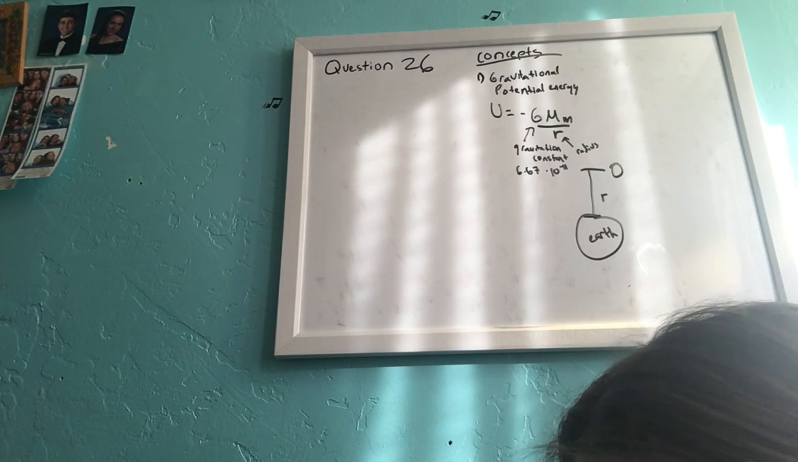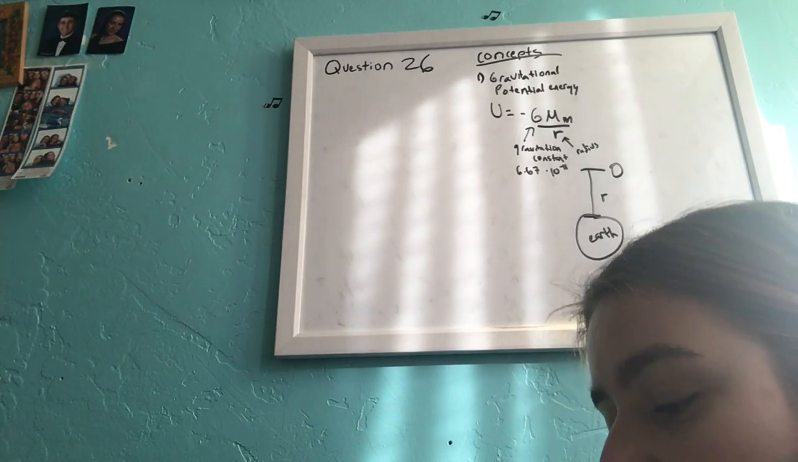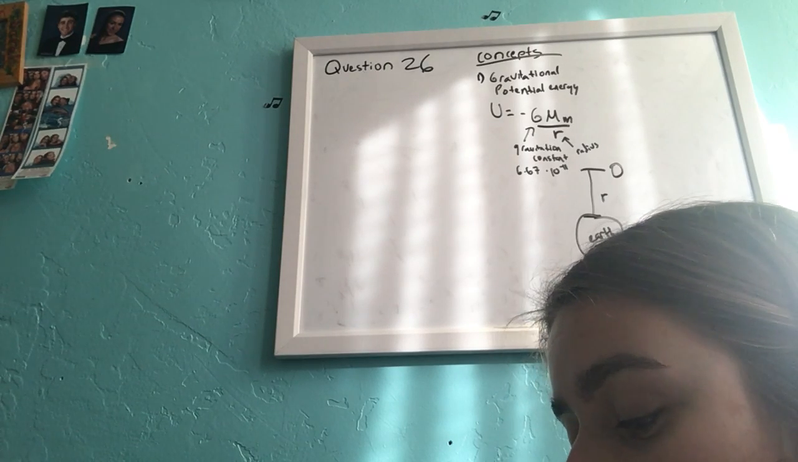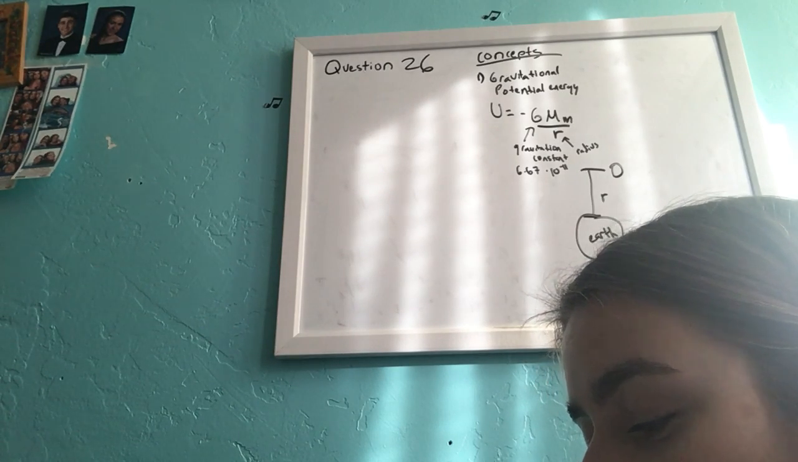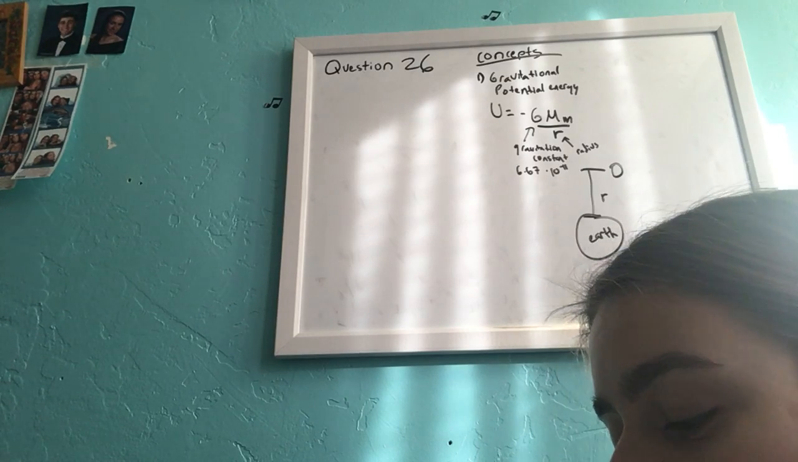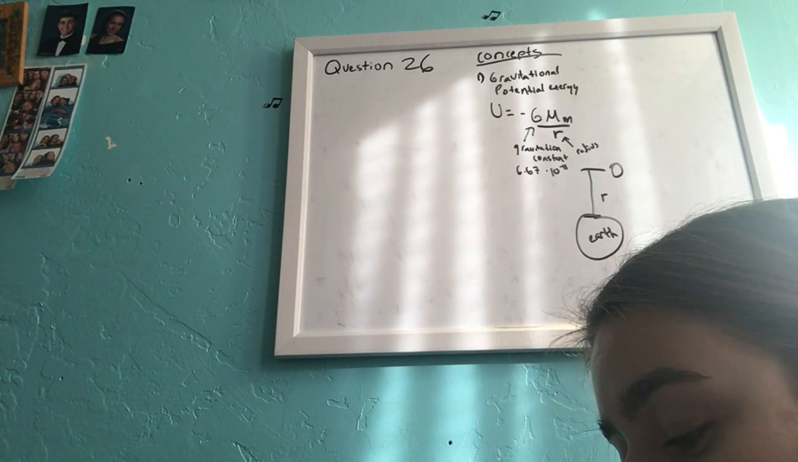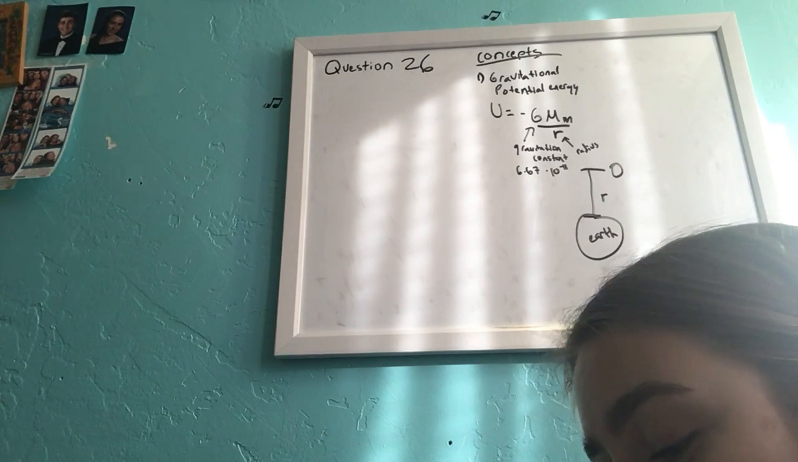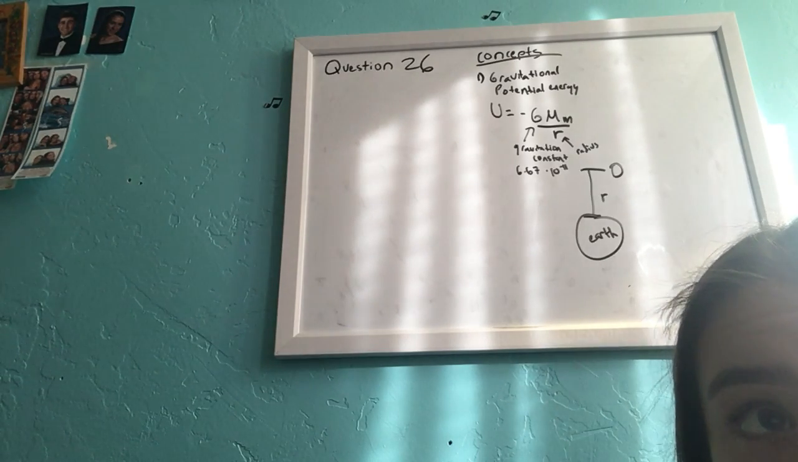If U1 is the potential energy of the planet satellite system containing the satellite of mass m1, and U2 is the potential energy of the planet satellite system containing the satellite of mass m2, which of the following expressions best represents the ratio U1 divided by U2?